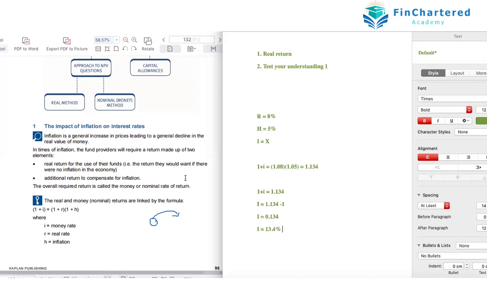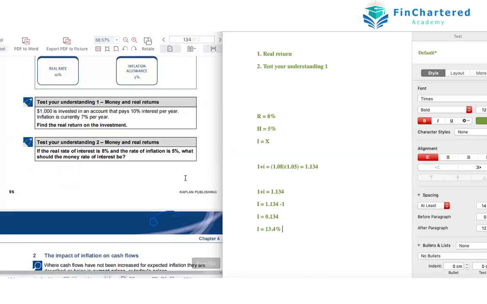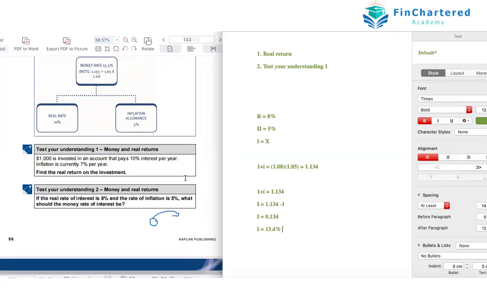I hope this is very, very easy. It cannot be easier than this. This is just school maths that we are doing here. Okay, so test your understanding 1 and 2 we have completed. Now, what are we going to look at?